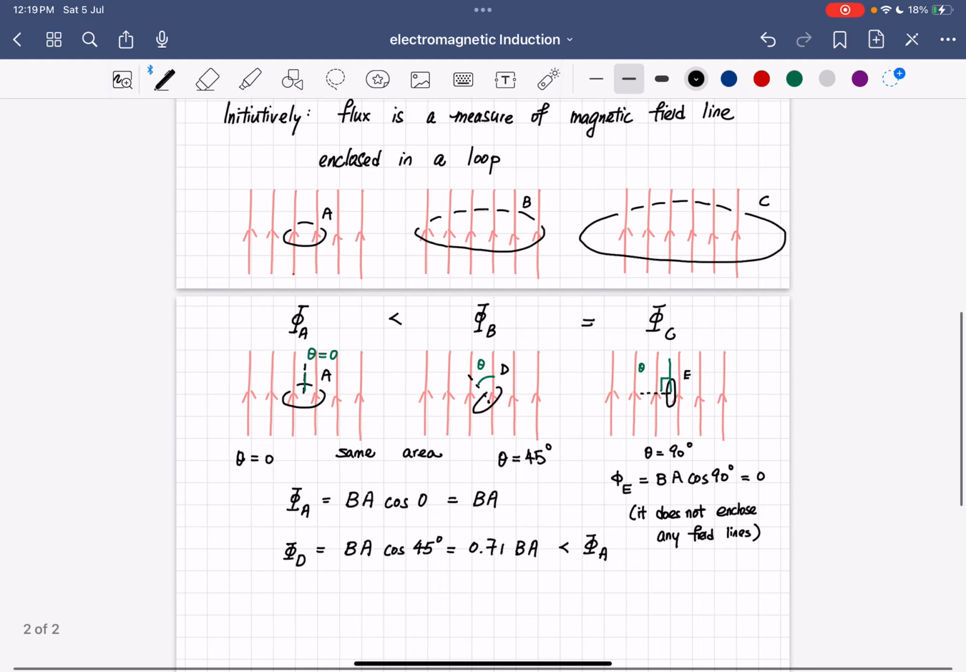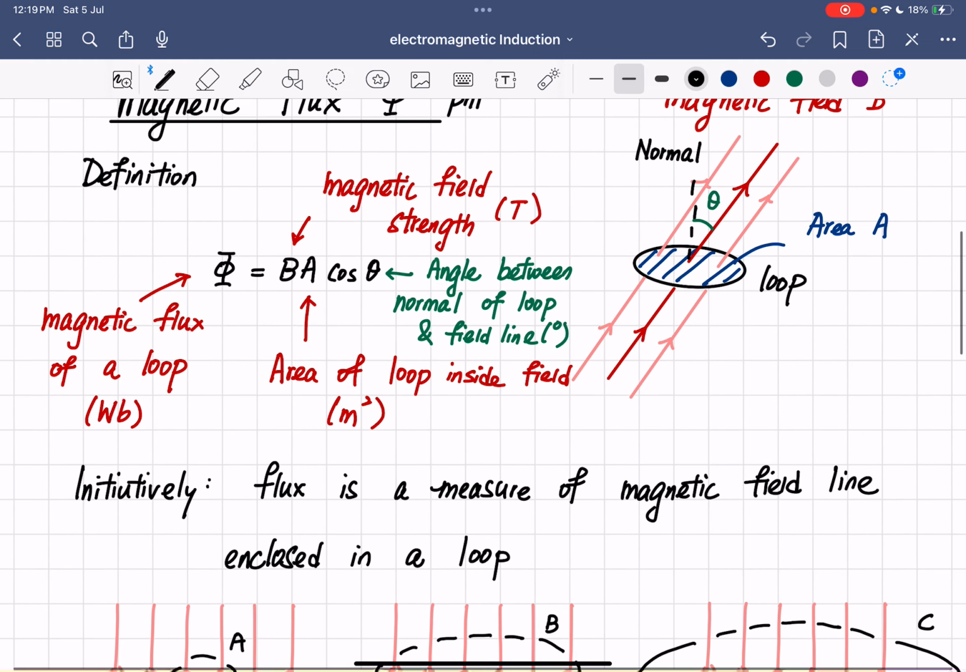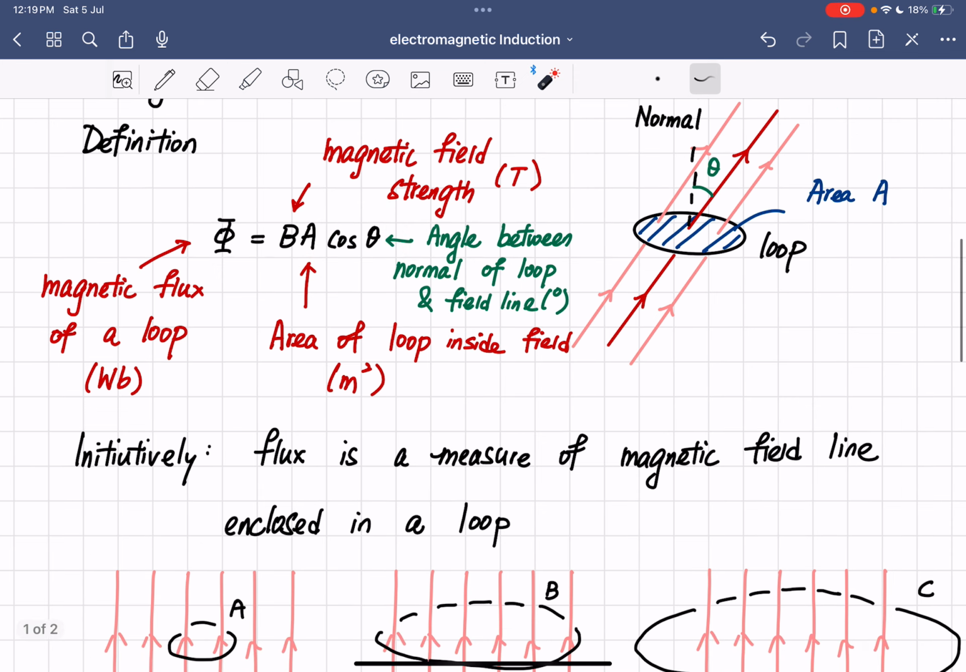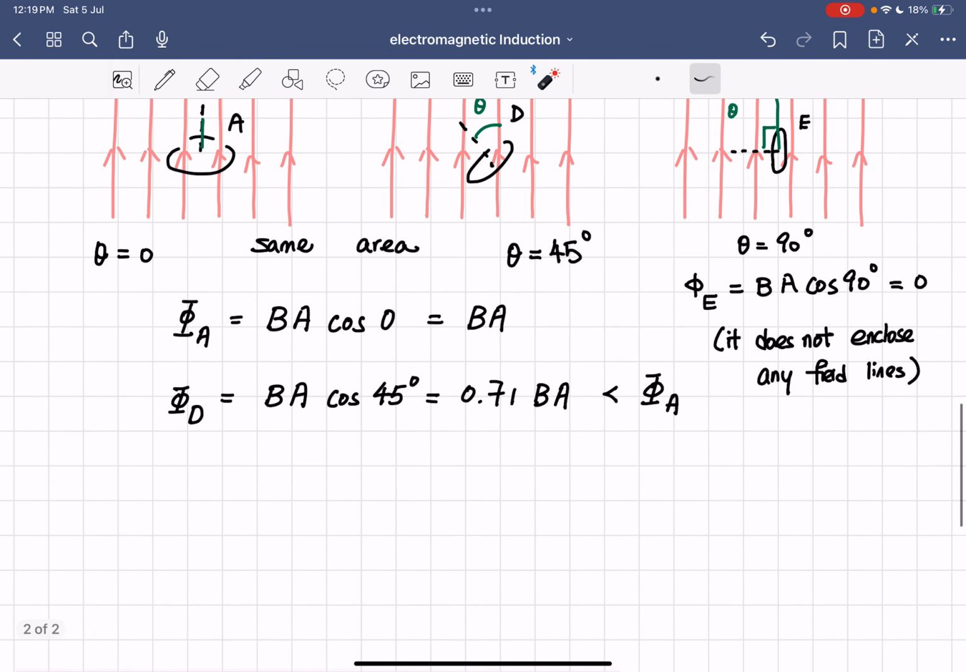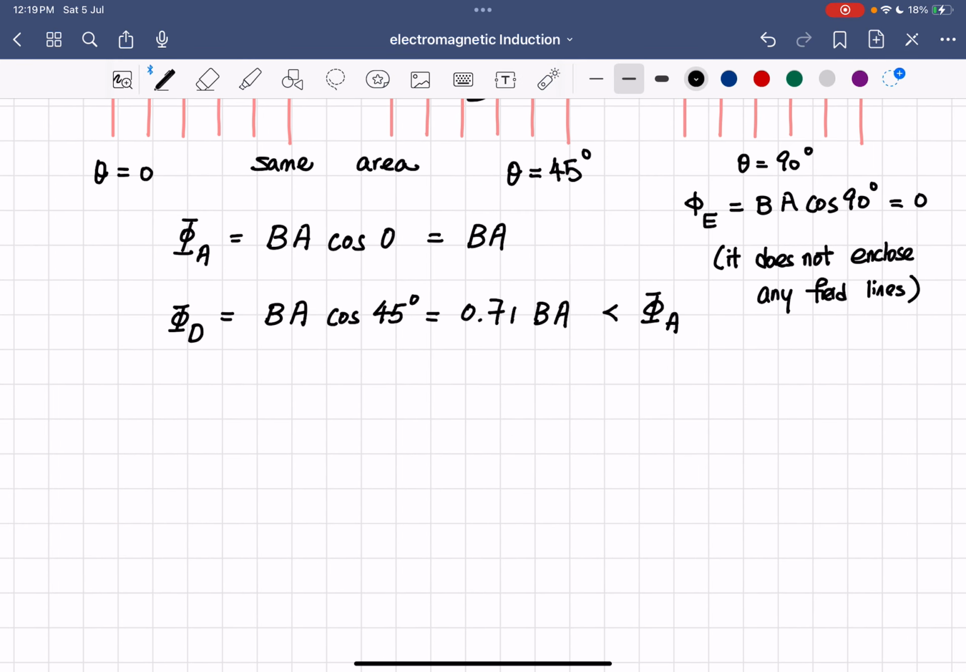So that is the reason why mathematically we need to introduce such a factor, so that we can have the magnetic flux being a measure of the number of magnetic field lines enclosed in a loop. Okay. Now, finally, let's put a remark on the terminologies.